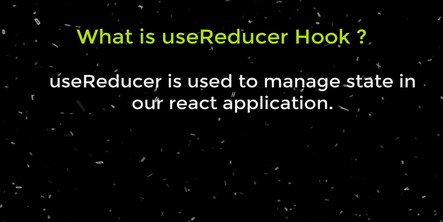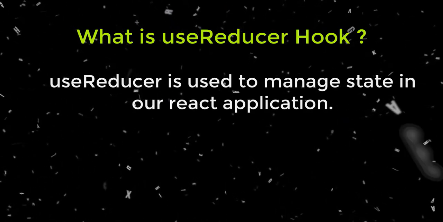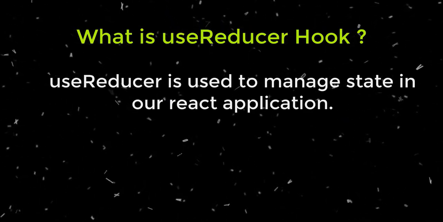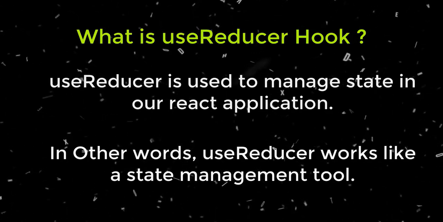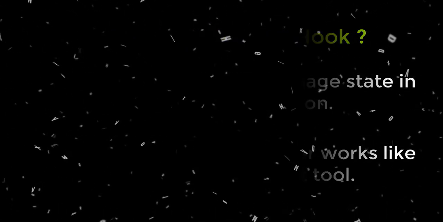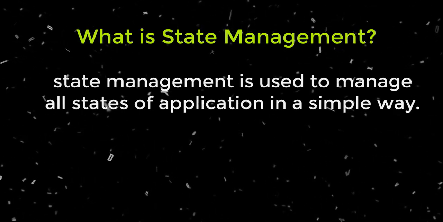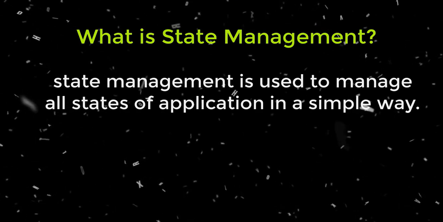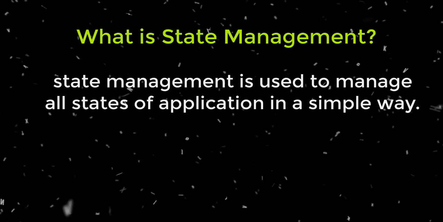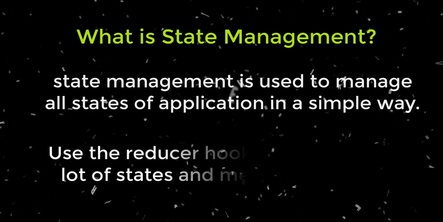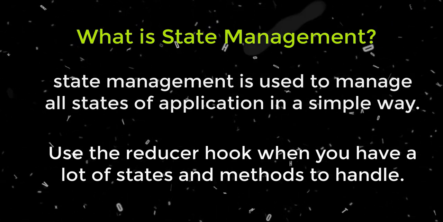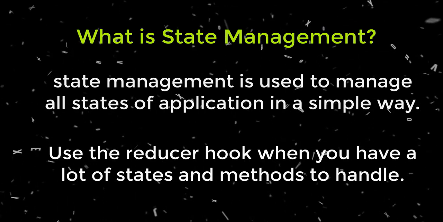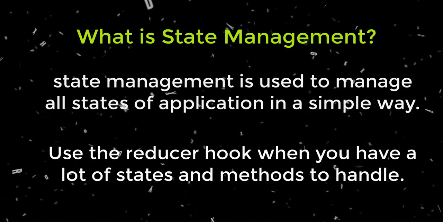So first of all, let's see what the useReducer hook is. The useReducer hook is used to manage state in our React application. In other words, useReducer hook works like a state management tool. And now let's see what state management is. State management is used to manage all states of an application in a simple way. And we use the useReducer hook whenever we need to manage a lot of states and methods. So for that case we are using the useReducer hook.